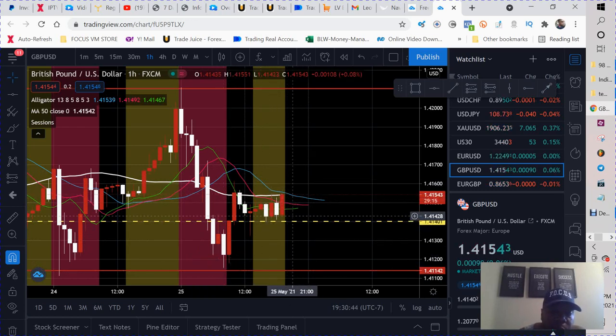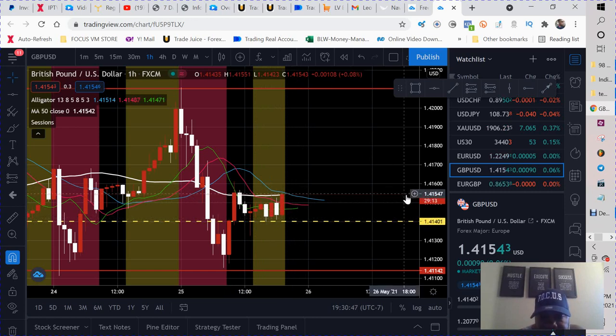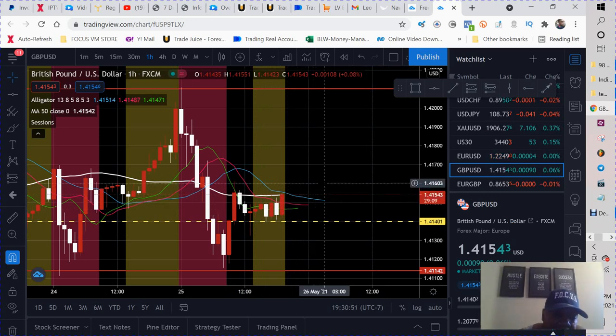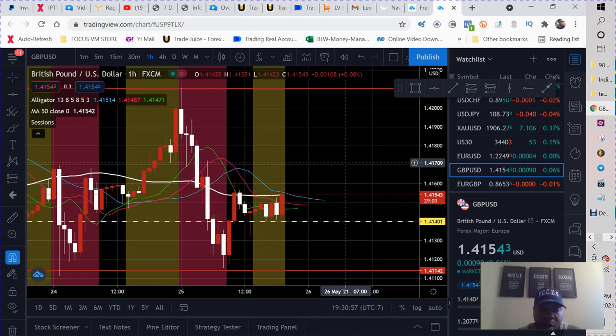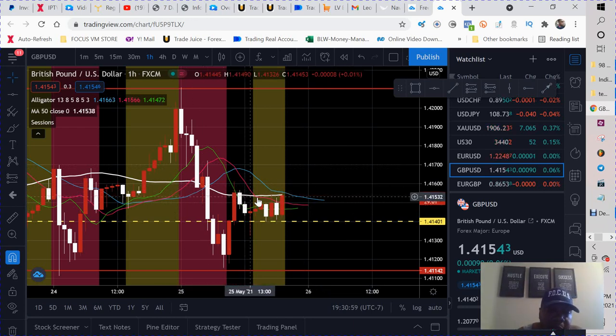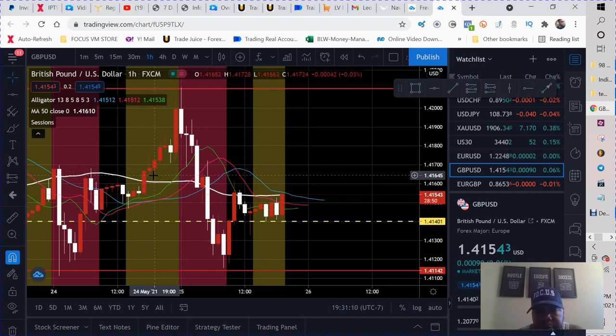And then where I would get in, since price is right here right now, I would just no doubt be patient and wait for my alligator to come to the upside. When I saw that, that's going to be one of my key entries to getting in the market. Also, too, I want price to come above this 50. Okay, so this white line here is the 50 moving average. So I'm gonna wait for price definitely to come above the 50, because as you see, the 50 is well respected.